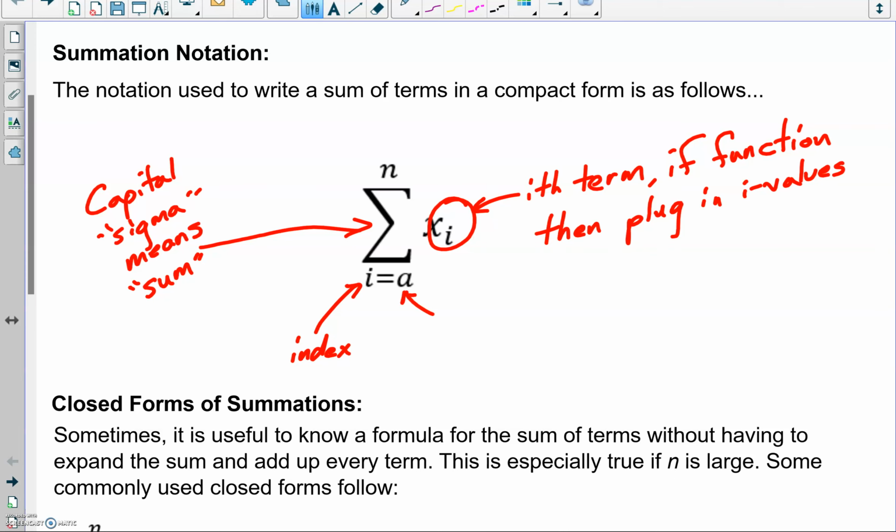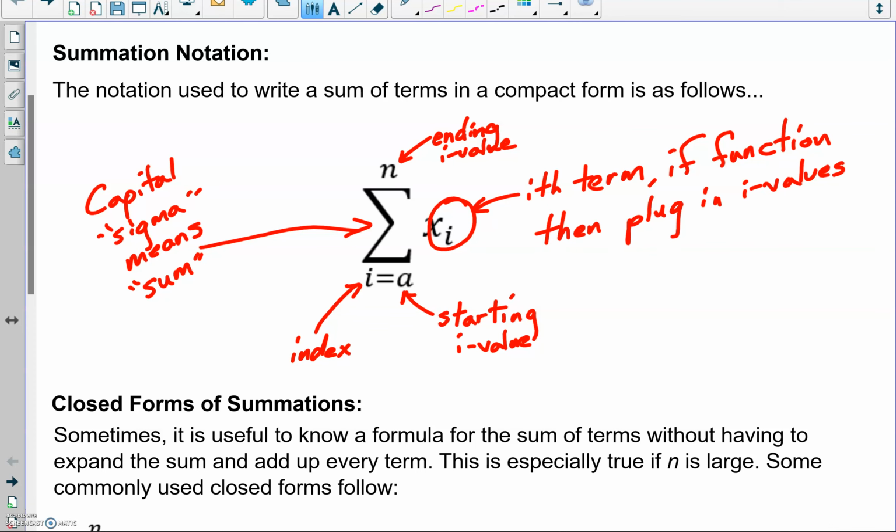And they started out down below with some value. Here we have just generic A for the starting point. So this is the starting I value. And typical ones are 0 and 1, but you could really start this anywhere. Start the I at any number you choose. And then up top, you have the ending number. In this case, we just go all the way up to N. But if it was actually a number, that's the highest number you would go up to for I.